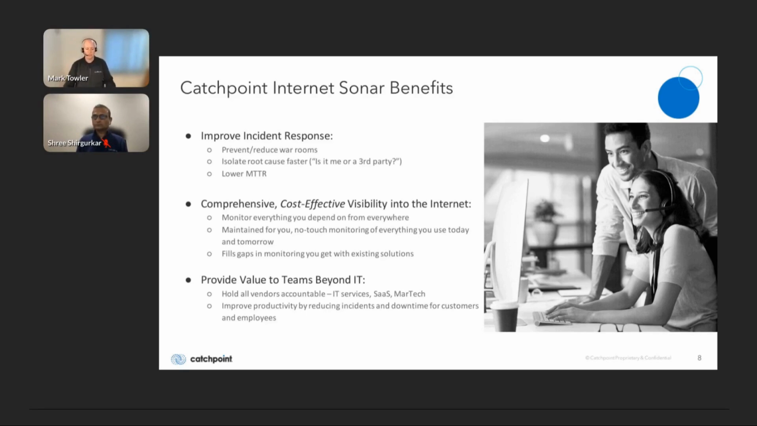And imagine how many tickets you're going to prevent just by being able to do something like that. Internet Sonar isn't just for IT, it's for everyone across your entire organization, and it will help you increase productivity and reduce incidents and downtime for not only your people, but for your customers as well.